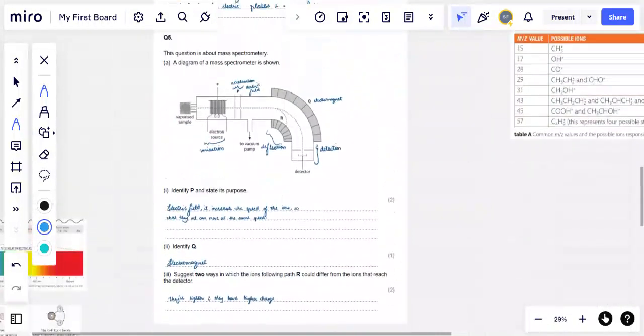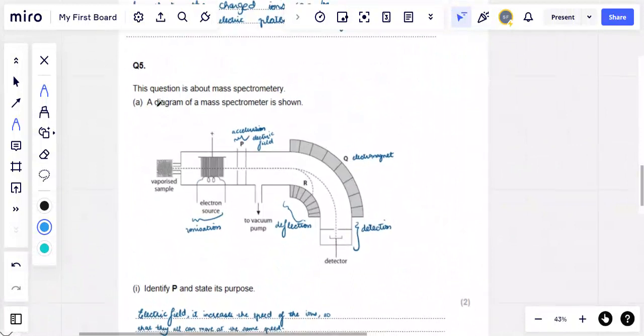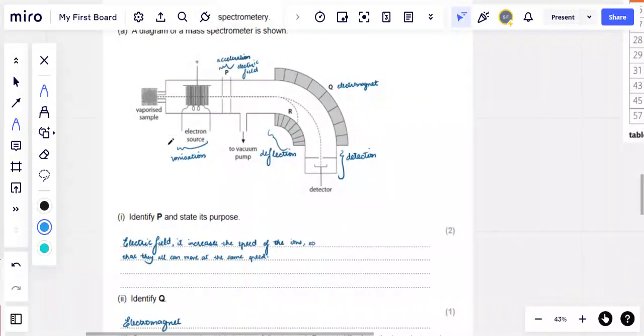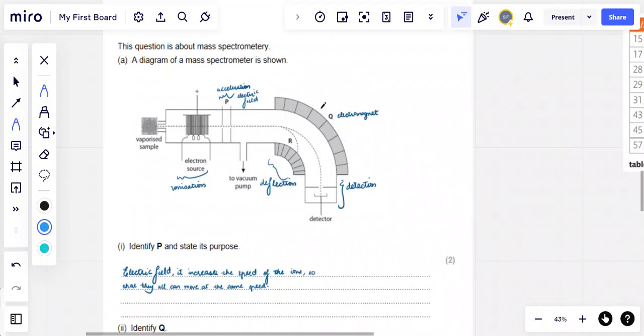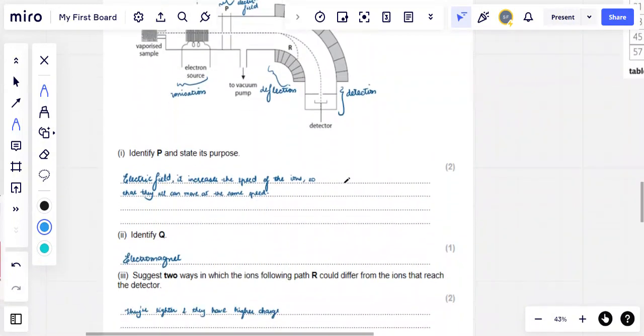And then again, there's a quick question here, which is again about mass spectrometry. Identify P and state its purpose. So P is the electric field. It increases the speed of the ions so that they can all move at the same speed. So there's uniformity. Identify Q. Q is an electromagnet. This is going to cause deflection.